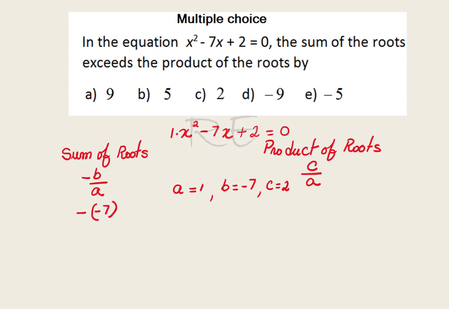The sum will be minus negative 7 over 1, which is positive 7. The product will be 2 over 1, which is 2. Now, the sum exceeds the product by how much? 7 minus 2 is 5. It exceeds the product by 5. So the correct answer is 5.